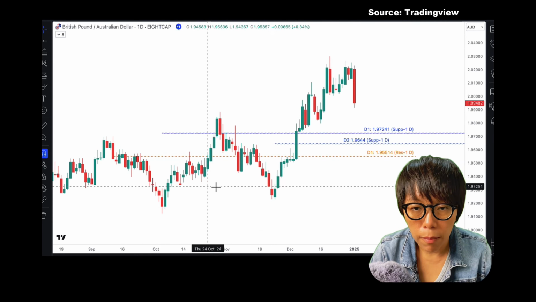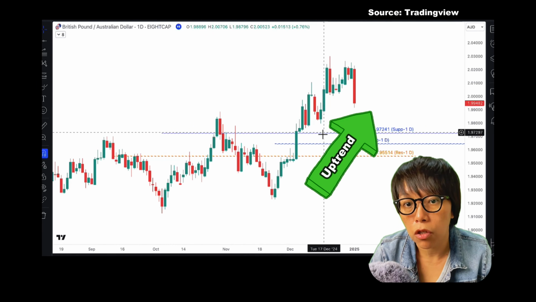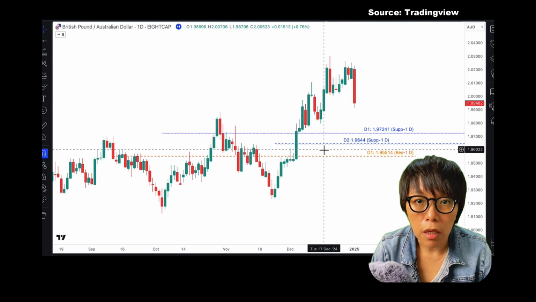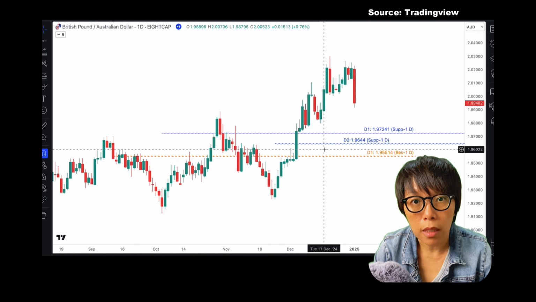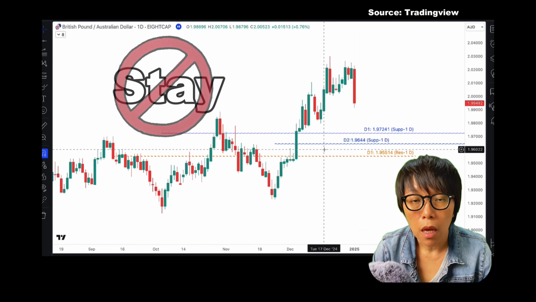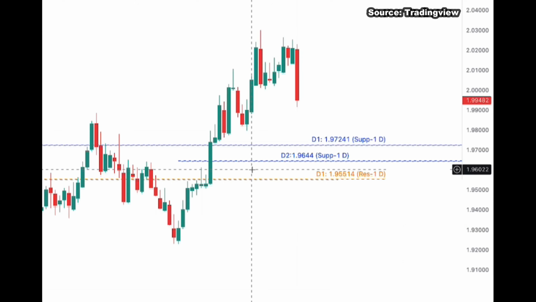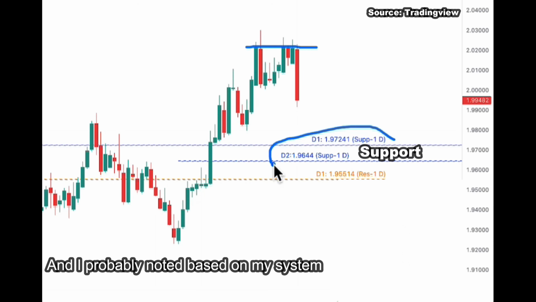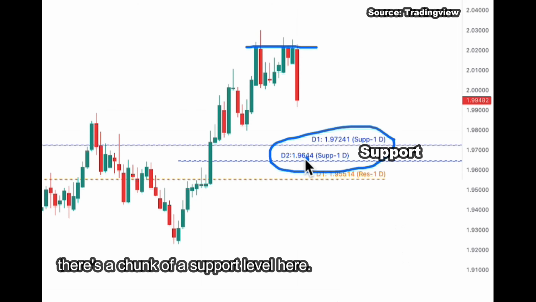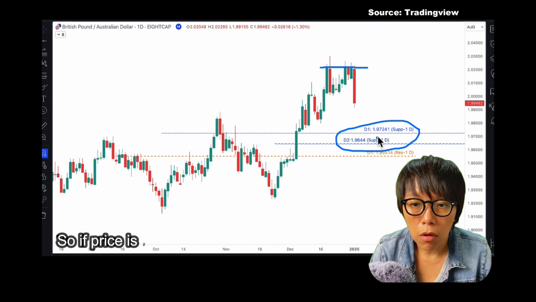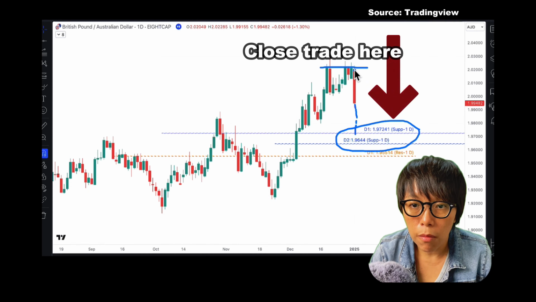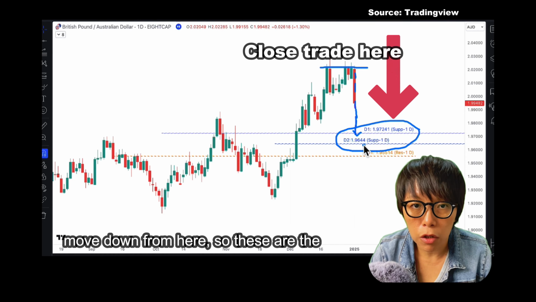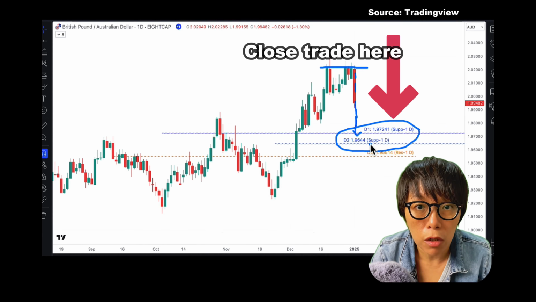And I noted from the day chart that this is still an uptrend. So what is the implication if this is an uptrend? It means that I'm not going to stay in this trade for long, because if I'm going to sell on a resistance here, this is going to be against the trend, or a reversal trade. And I probably noted, based on my system, there's a chunk of a support level here. So if price is really going to move down from here, these are the two levels where I must definitely close my trade.